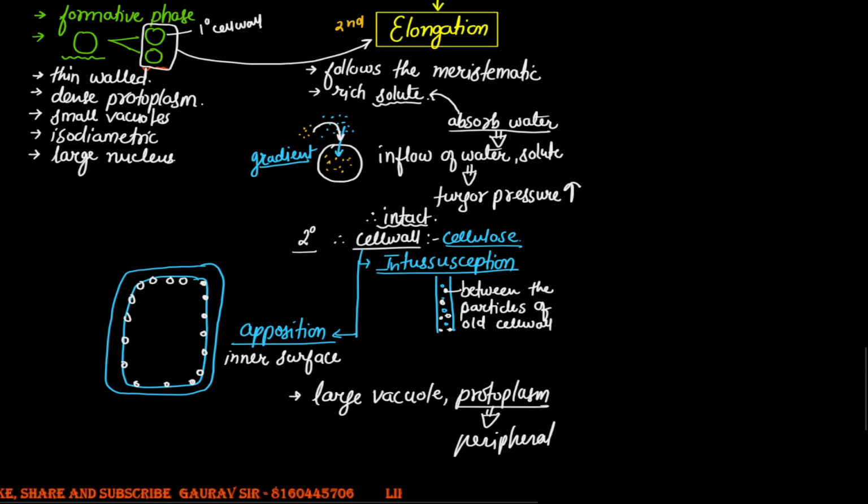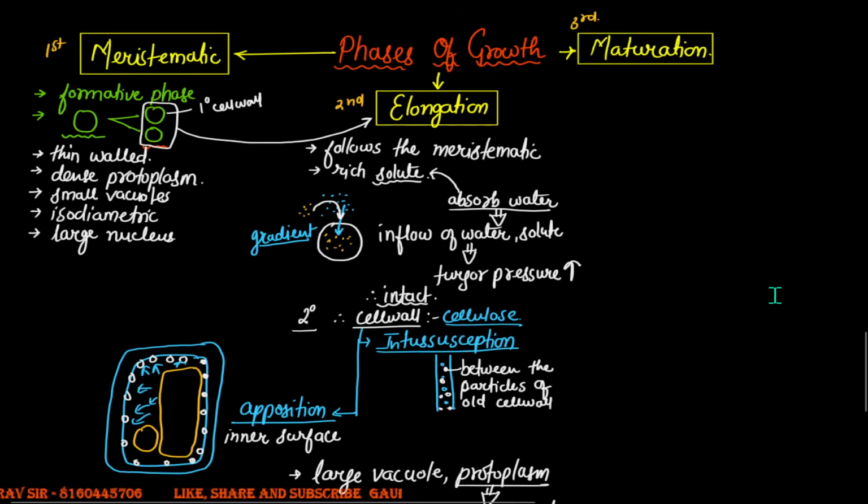Now I would take you to this diagram of the cell. If this is my nucleus, there will be a deposition of a large vacuole in a plant cell, and as the vacuole enlarges, it pushes the protoplasm into the sides, that is the peripheral part of the cell. So that's your elongation phase.